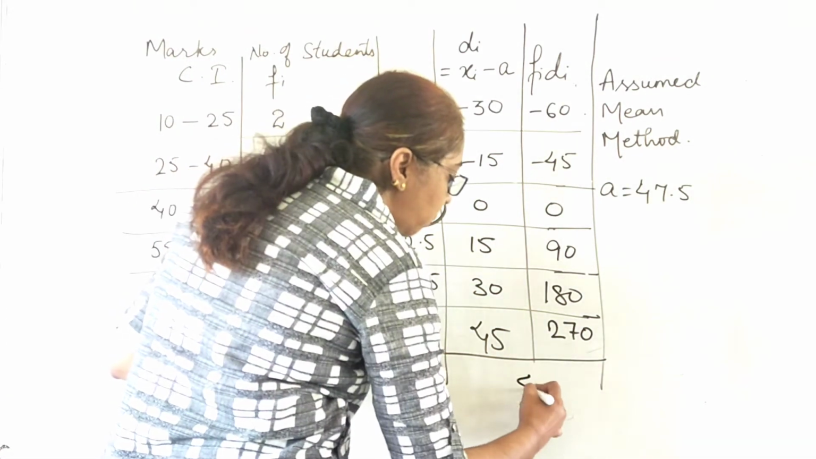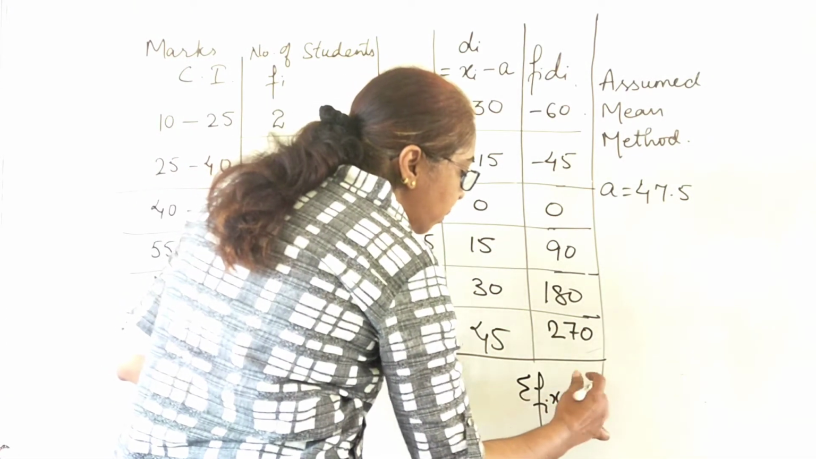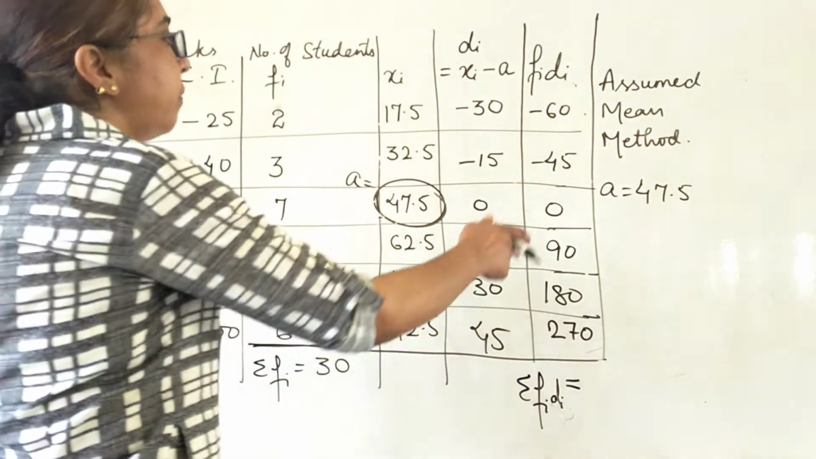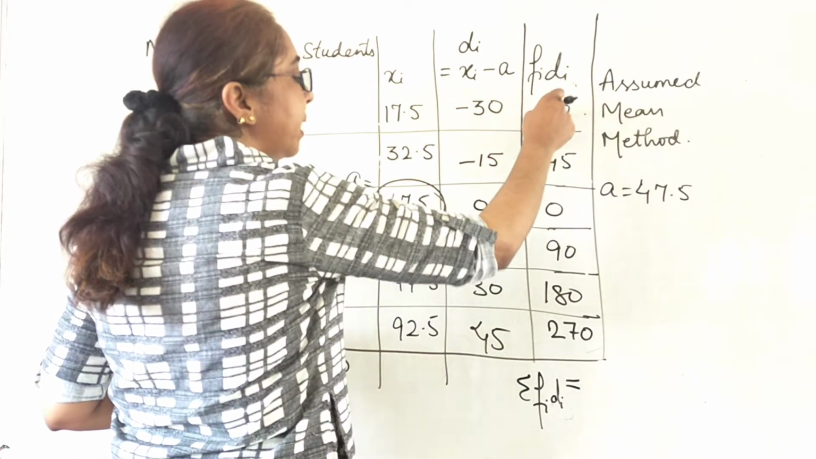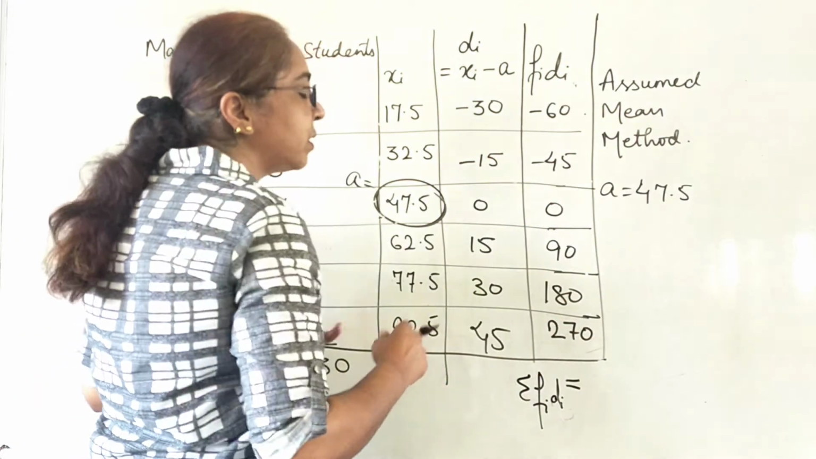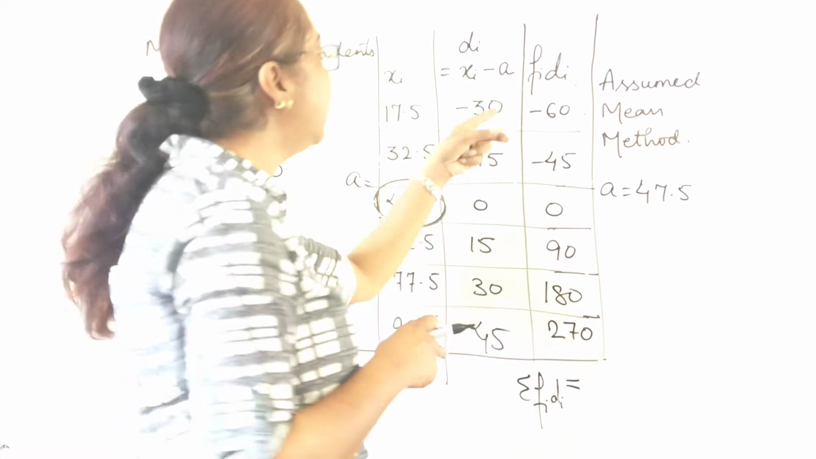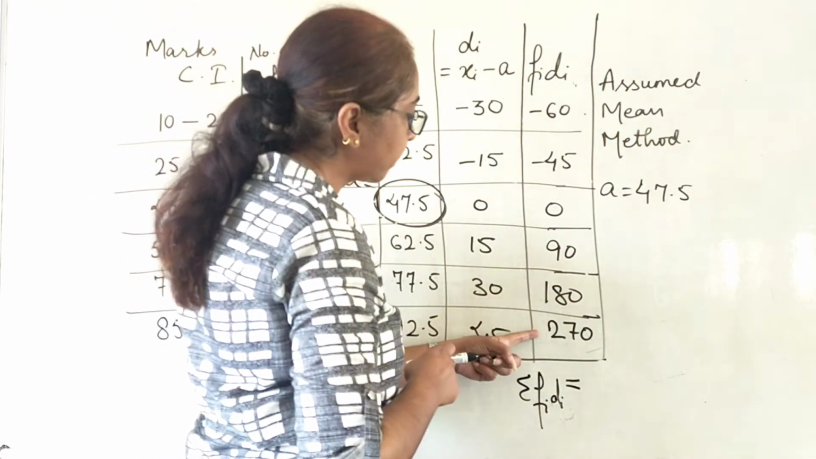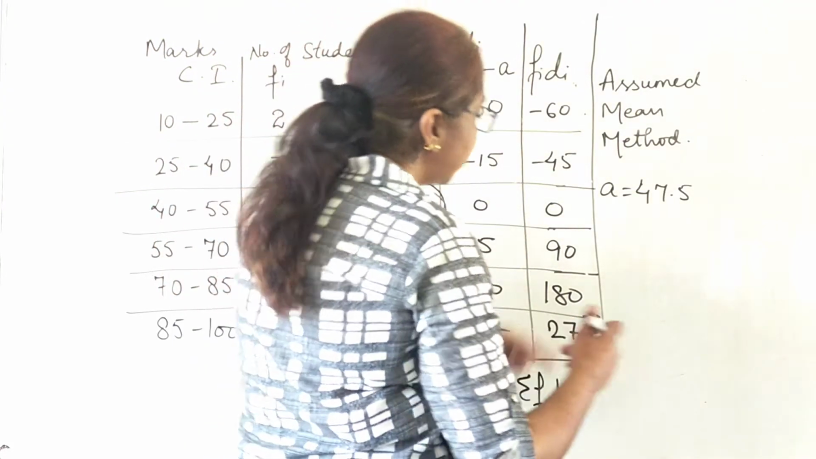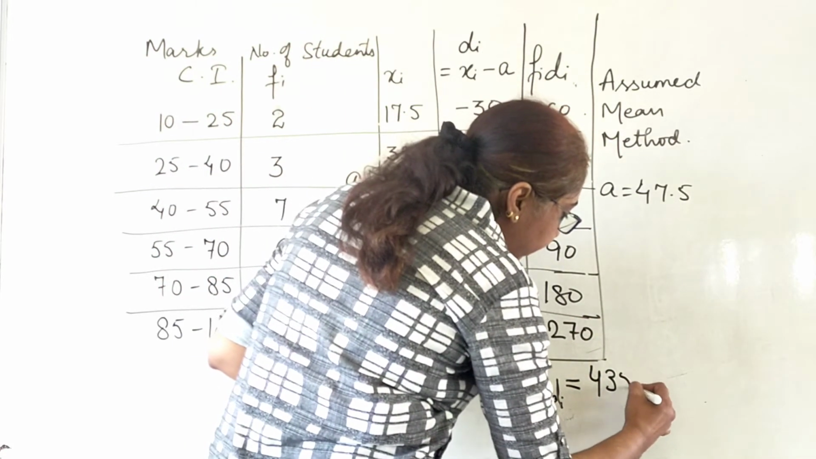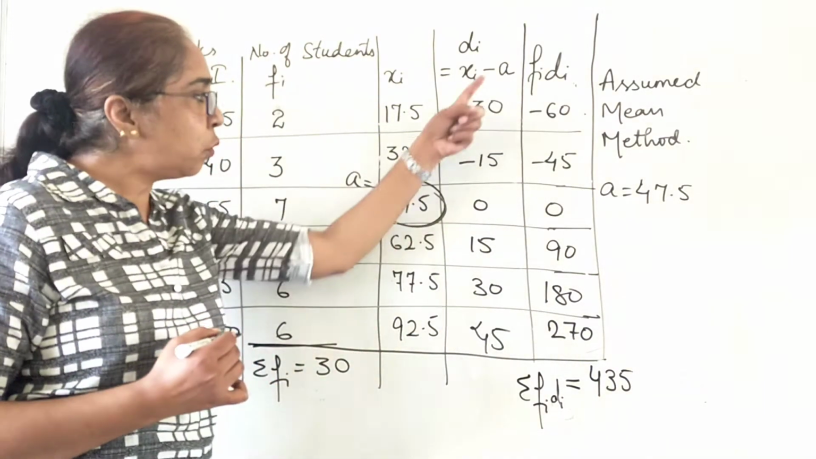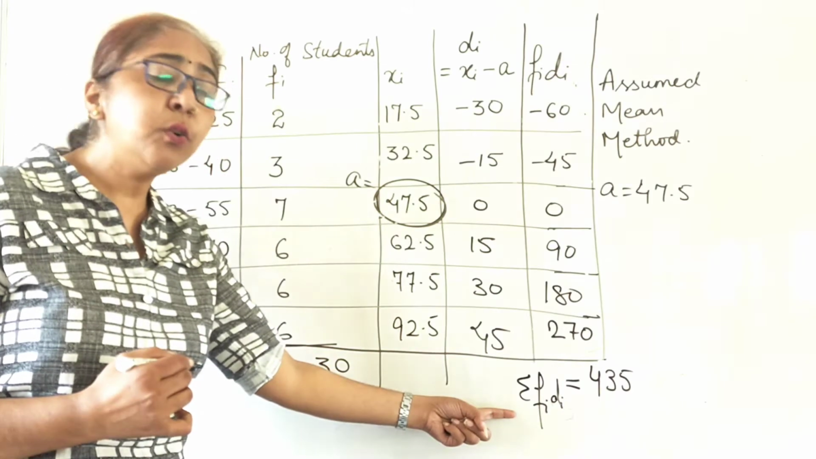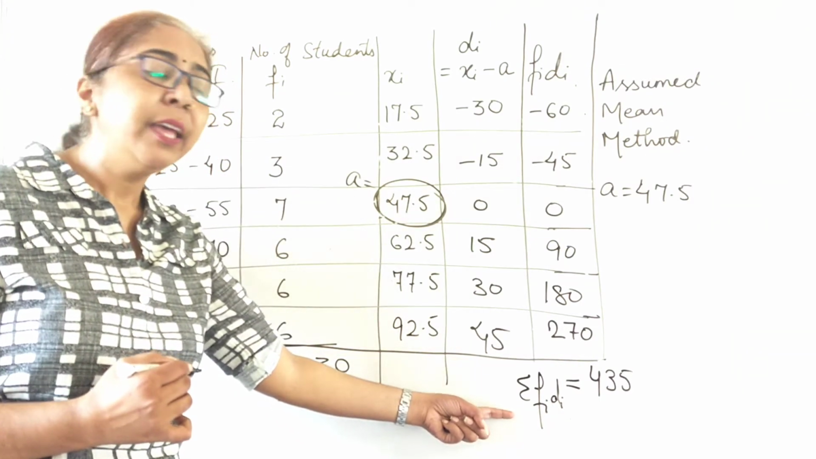So summation will be the symbol for this fi di, and this is equal to, now we have to add these two with the minus sign and these with the positive, and then after subtracting these we will get 435. Okay, so after adding we get 435, which is the value of summation of fi di.